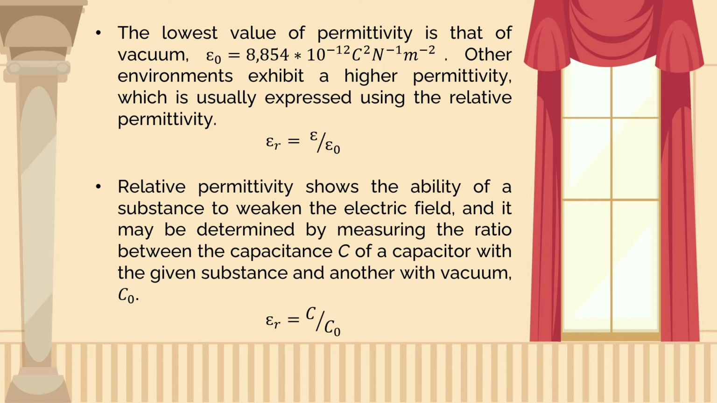Relative permittivity shows the ability of a substance to weaken the electric field, and it may be determined by measuring the ratio between the capacitance C of a capacitor with the given substance and another with the vacuum, C0, where epsilon r, or relative permittivity, equals C divided by C0.